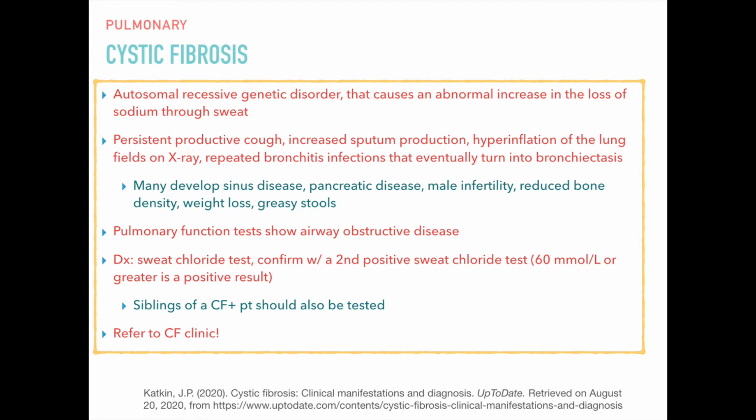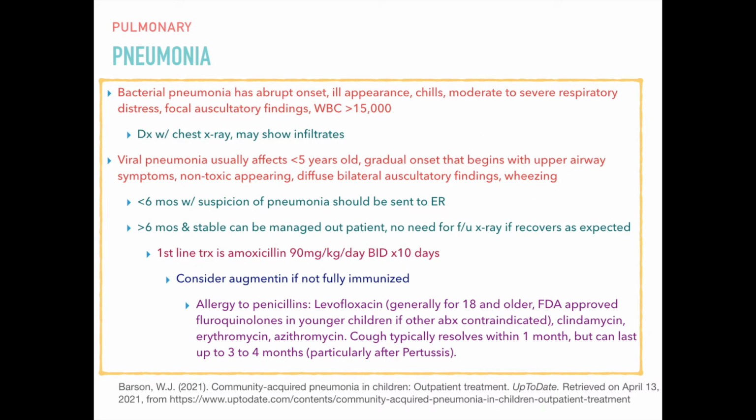So pulmonary function tests will show airway obstructive disease, and the diagnosis is made with a sweat chloride test. And if the first test is positive, then you confirm it with a second positive sweat chloride test. And I include here in the parentheses, so you don't need to worry about this, but a 60 or greater is considered a positive result. So siblings of patients with cystic fibrosis should also be tested, and these patients will be referred to a CF clinic. All right, so on to pneumonia.